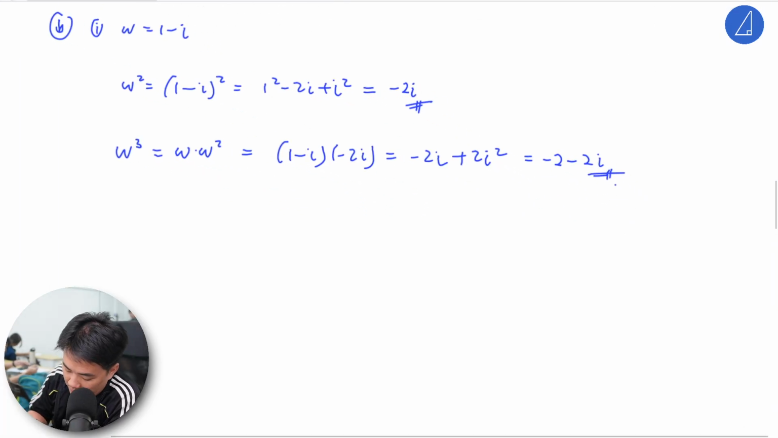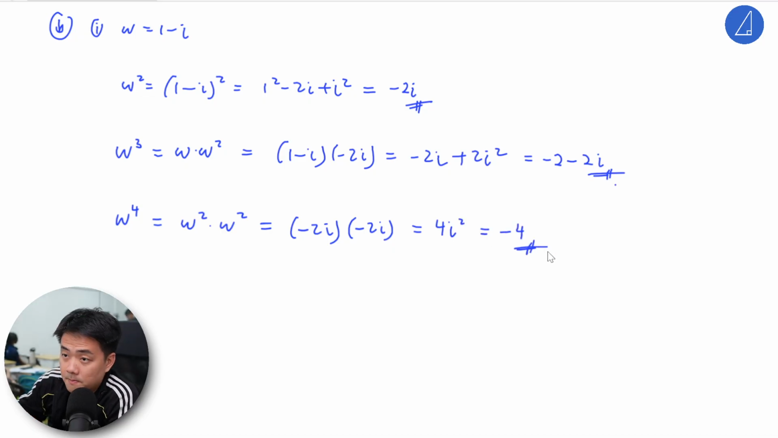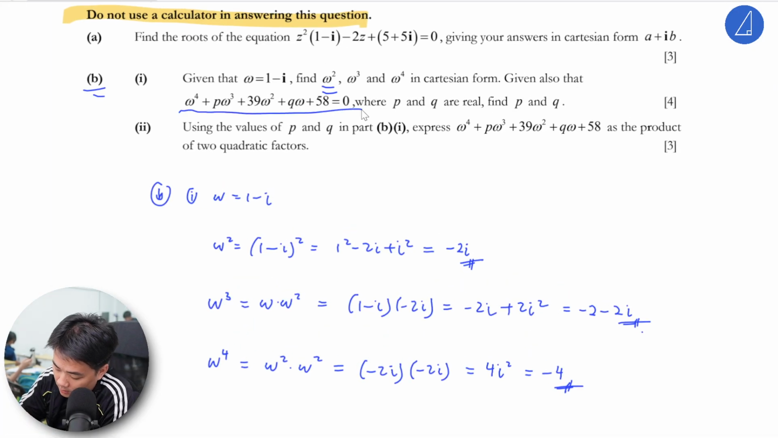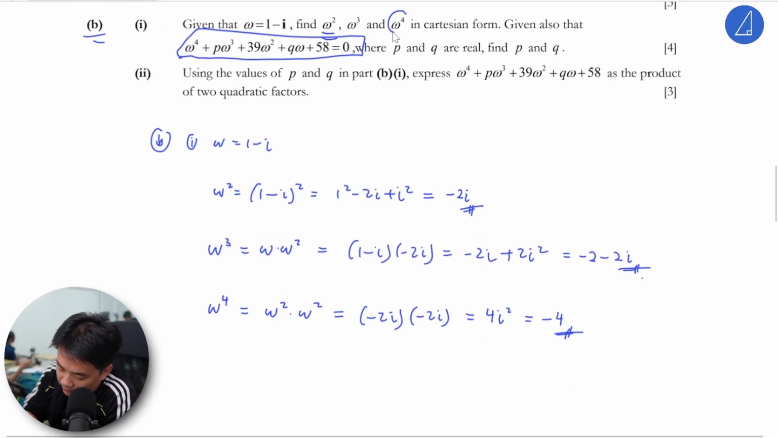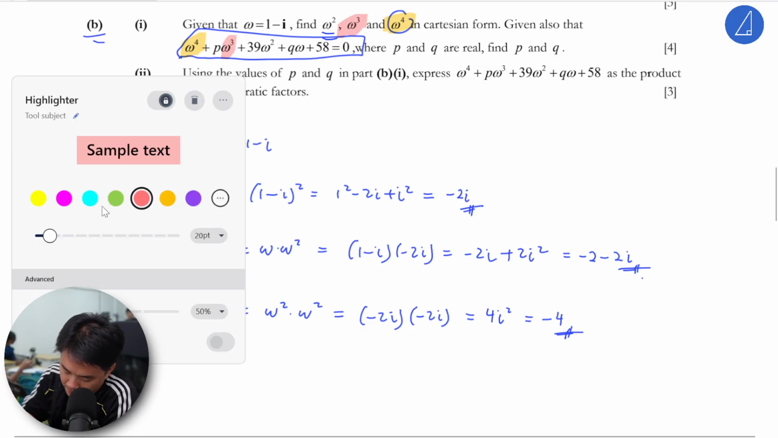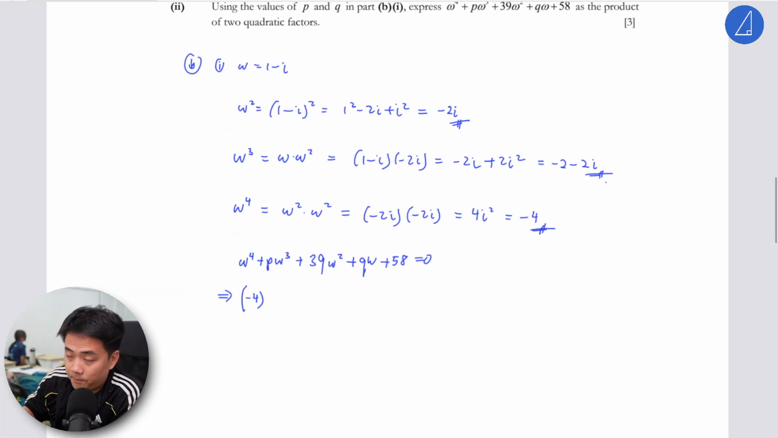Not an issue. Then w to the fourth will just be w squared multiplied by w squared. I use w squared because w squared is quite easy to manage. So this is 4i squared, which is negative 4. Then subsequently, we are asked to find p and q. I think it's not an issue. We just replace all the values we have: w to the fourth, w cubed, w squared, and also our w. Just replace everything in.